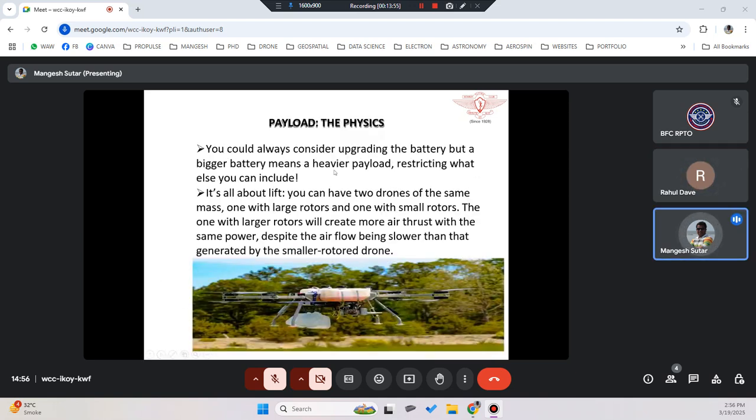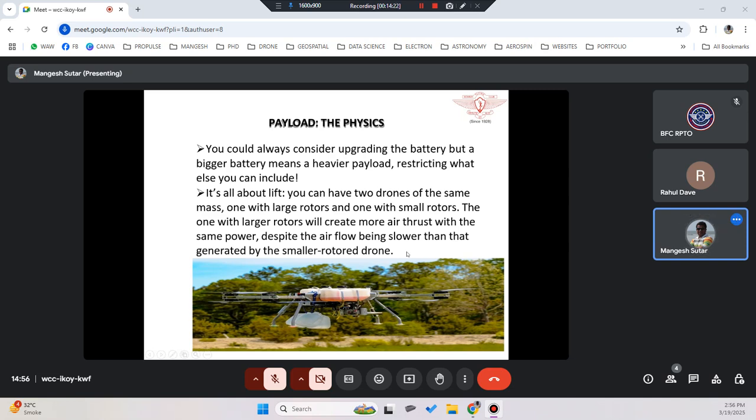Now you could always consider upgrading the battery, but again, a big battery means heavier payload. This is what I was telling, restricting what else you can include. It's all about the lift. You can have two drones of the same mass, one with a larger rotor and one with a smaller rotor. The one with the larger rotor will create more air thrust with the same power, despite the air flowing slower than the air generated by the small rotor drone.